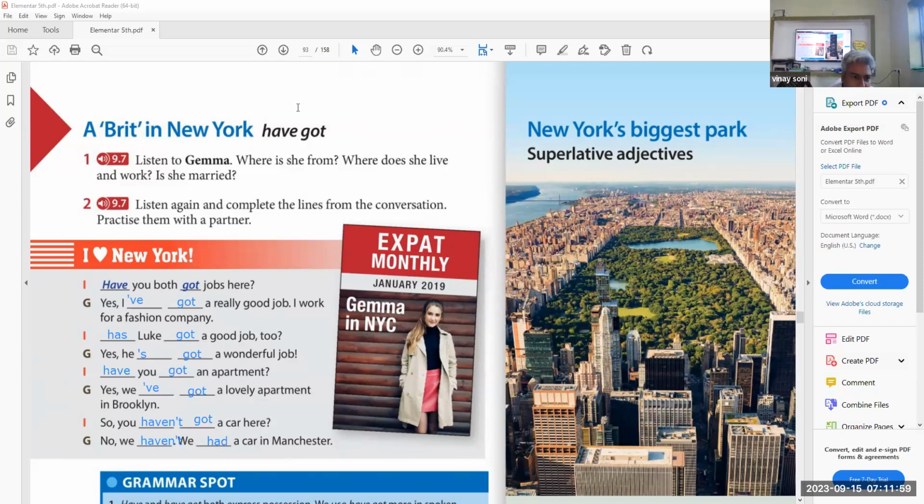Okay. So that was your story of "have got." And in the past tense, you don't need to learn anything new. The same "had" will be used. No "got."